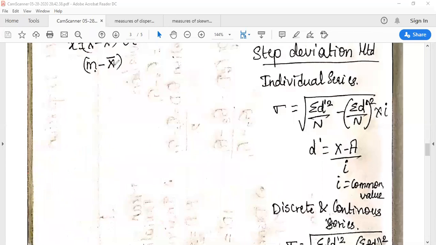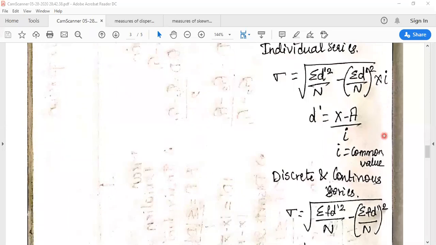In the step deviation method, for an individual series, the formula goes like this: standard deviation is equal to square root of sigma d dash square by n minus summation d dash by n whole square, into I. Once you find d dash, you have to square it. I is the common value. So this is for the individual series. When it comes to discrete and continuous series, the frequency is supposed to be multiplied in both places.